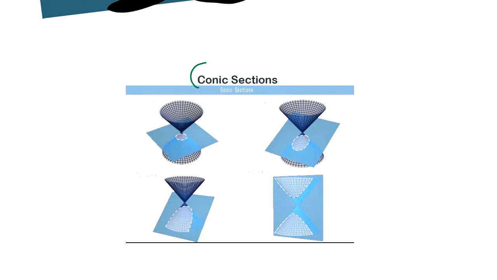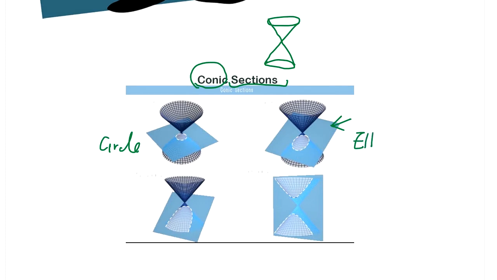Conic is the cone, an inverted cone you have. You take this cone and take the cross section. This is the cross section. If you slice it horizontally, you get a circle. You tilt slightly, you get an ellipse.